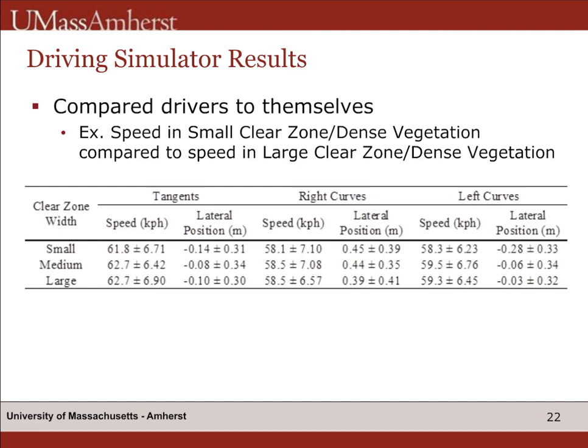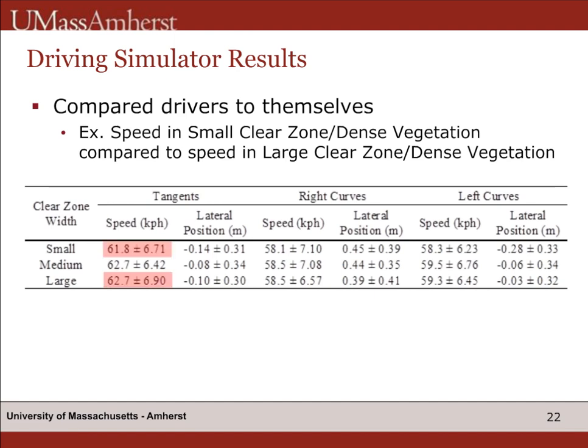Getting into some of the results from our simulator study, we compared drivers to themselves. What that means is we took a driver's speed and lateral position at one point within a roadside configuration and compared that to that same driver's speed and lateral position within a different roadside configuration. This resulted in means that at the surface don't appear very different, but this method of analysis did unveil some significant differences, which I'll highlight here.